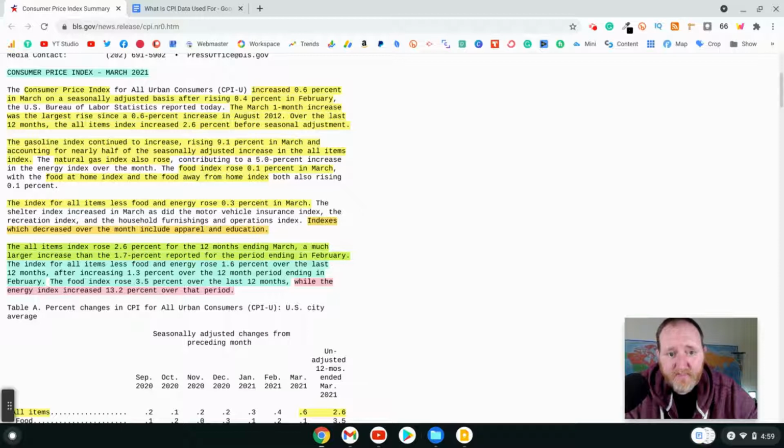So, in a nutshell, what this means is your dollar, your purchasing power, decreased by 0.6% over the last month. And if you annualize that out, your purchasing power decreased by 2.6%. Now, it does seem like a small rise from month to month, but it was the largest month over month rise since August of 2012. So it's been a while since we've seen a rise like that. And again, we are expecting May and June to rise even further.